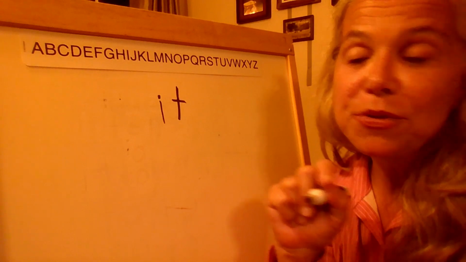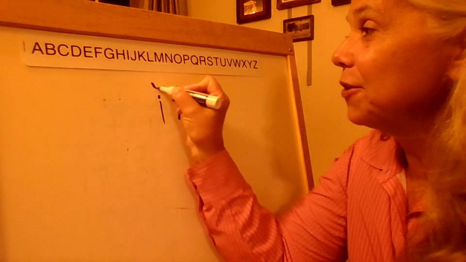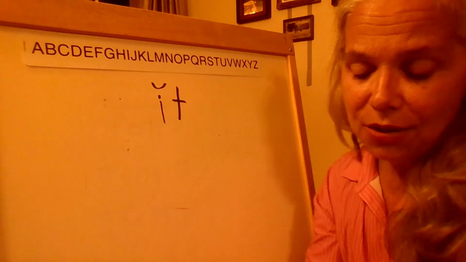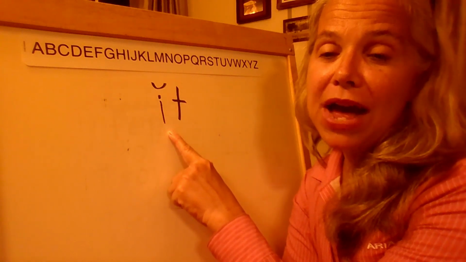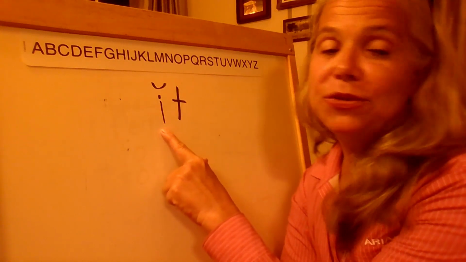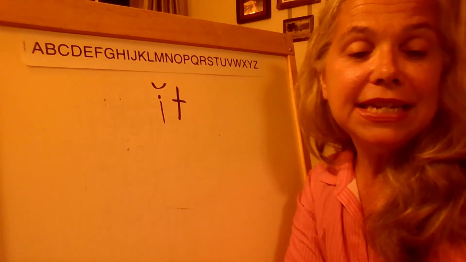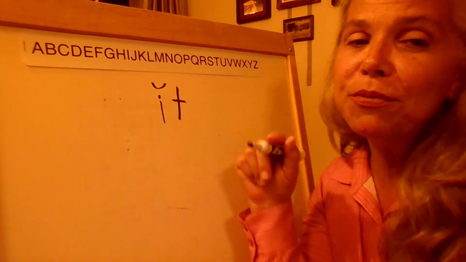To help us remember that sound, we will use a breve to code that letter. A breve is a code mark to tell us the vowel is short. This is also called a short vowel I sound. Let's read this word. It. For spelling, if I said t, what letter would you write? T. Let's practice that now.